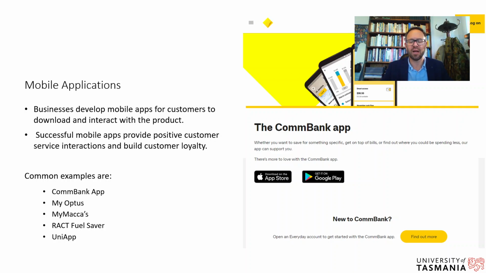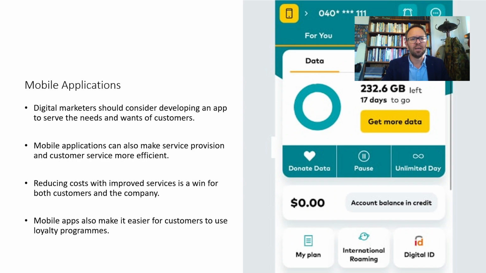Basically, the only way that I interact with my bank is through the app, right? If something drastic goes wrong, I'll have to call them up or go in there, or for a loan or something like that. So it just shows you the power of it. And it's not just CommBank that's great, but MyOptus as well. All the interactions that I have with that organisation are through that app. I'm using me as a case study here to illustrate how much these have impacted consumer behaviour in the past 10 years. So digital marketers should consider developing an app to serve the needs and wants of customers.